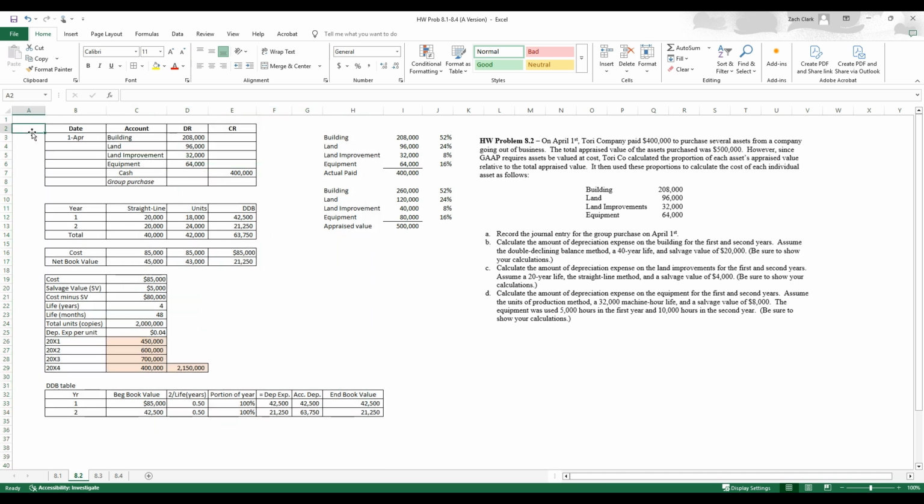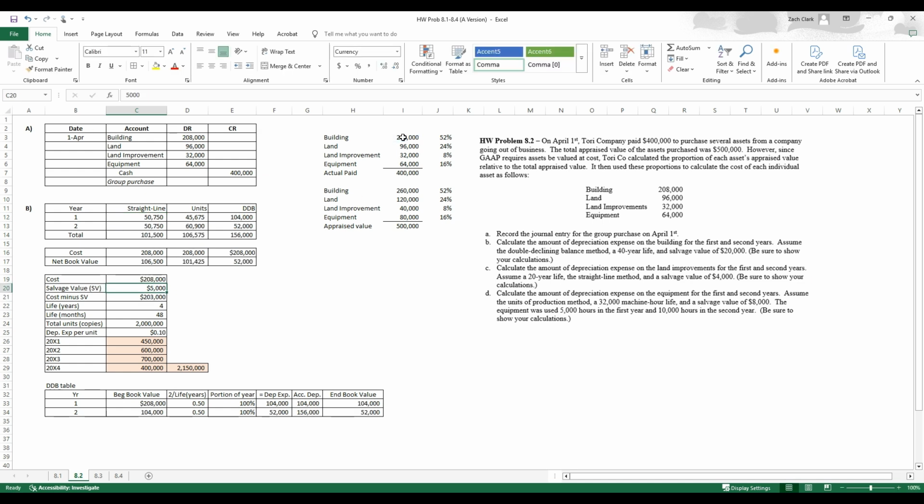Perfect. Okay, so now we can say that's A. That was A to A. And now here is B down below. So B is going to be all about the building for the 1st and 2nd years. Okay. And so we're going to put in our specifics just for the building.